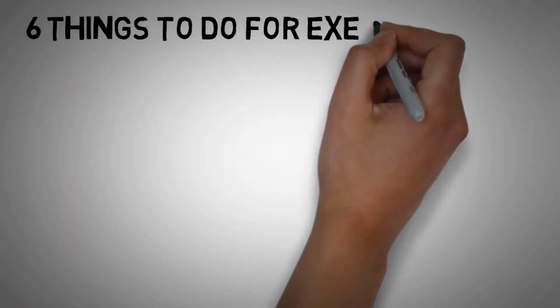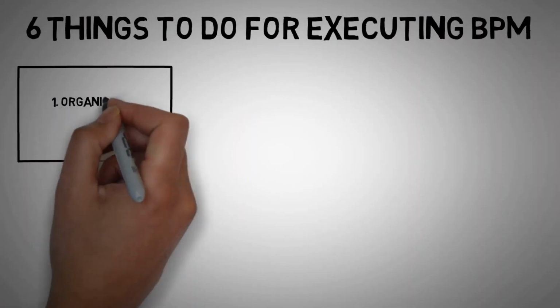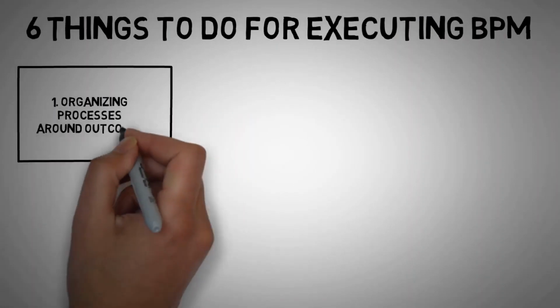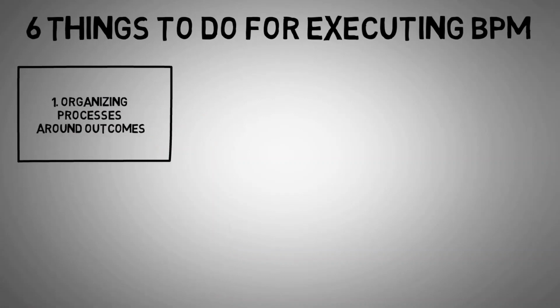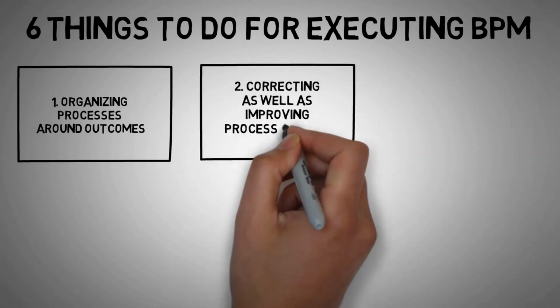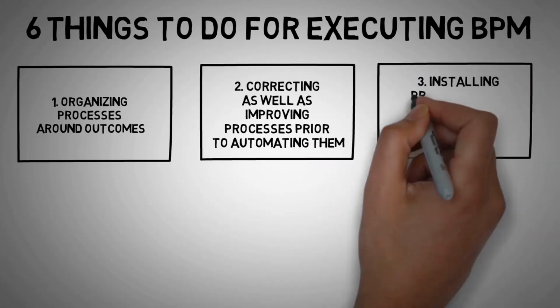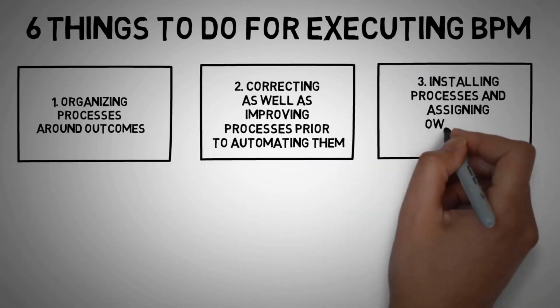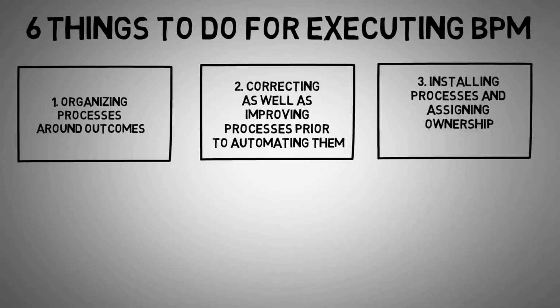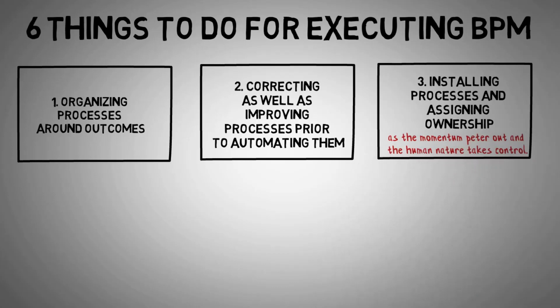6 things to do for executing business process management. 1. Organizing processes around outcomes instead of tasks to make sure the required focus is maintained. 2. Correcting as well as improving processes prior to automating them. 3. Installing processes and assigning ownership lest the improvements and entire work simply drift away. And they will, as the momentum peters out and human nature takes control.